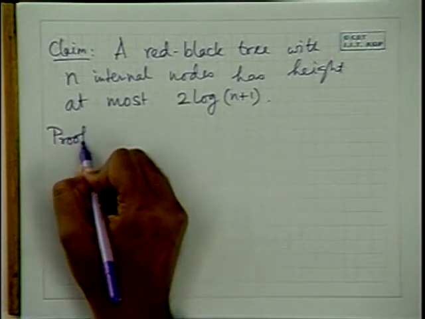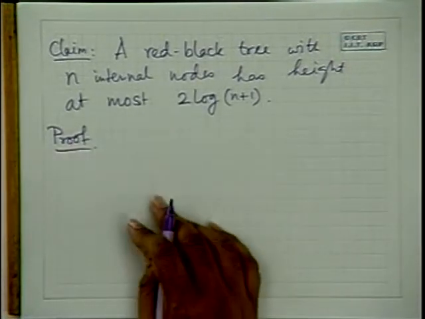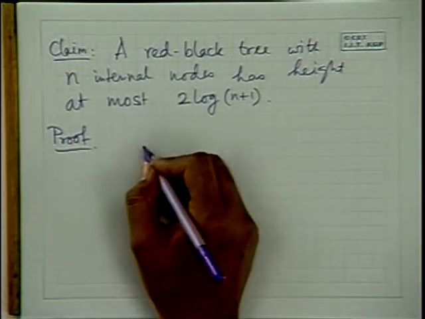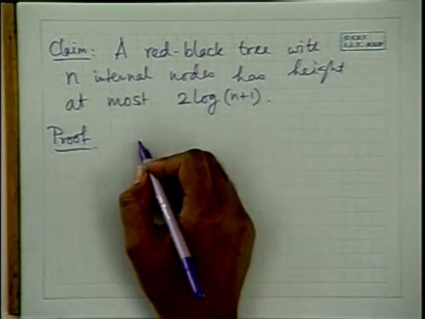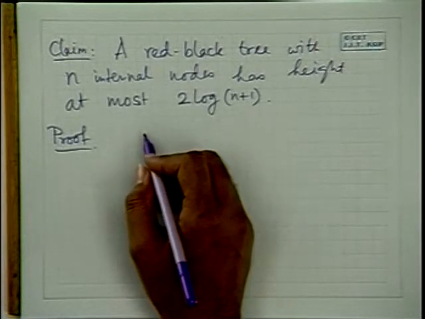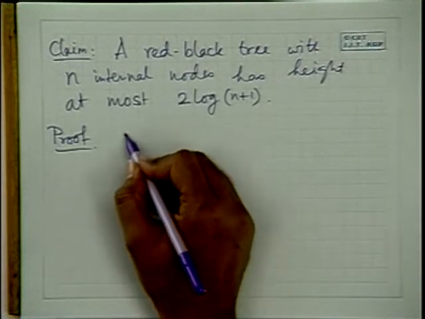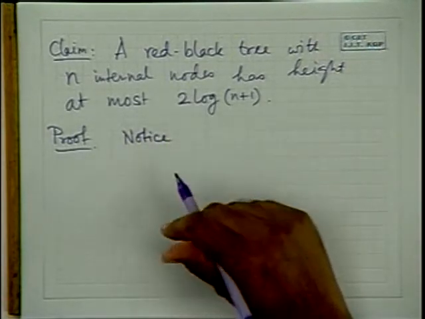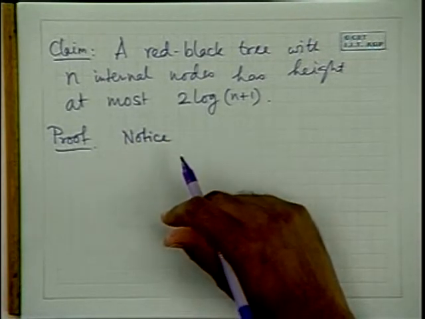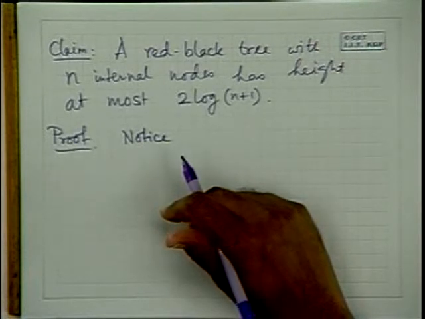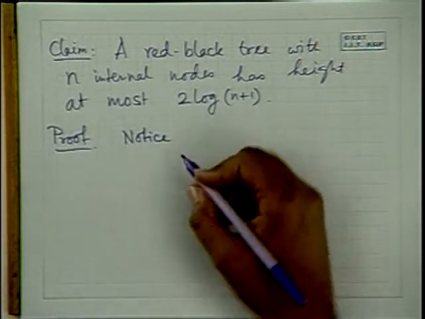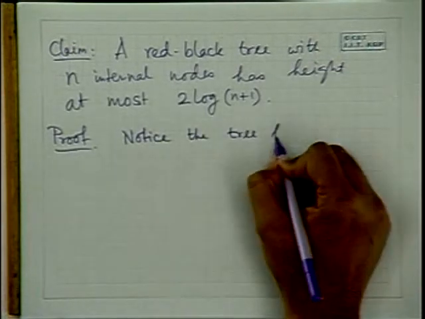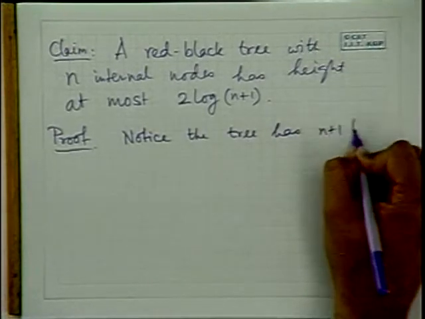So what is the proof of it? The proof is very nice actually. First of all, if there are n nodes in the tree, how many leaves are there? Probably you don't know, or you may know it, that if any binary tree has n nodes, it can have n plus 1 leaves. So note that the tree has n plus 1 leaves.